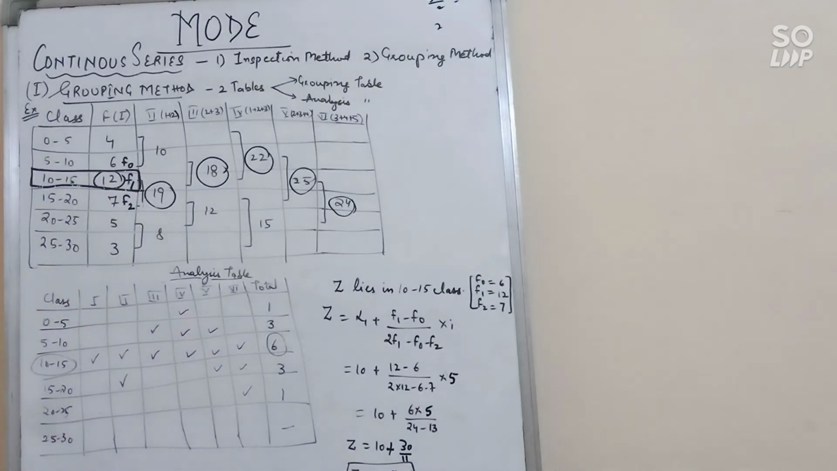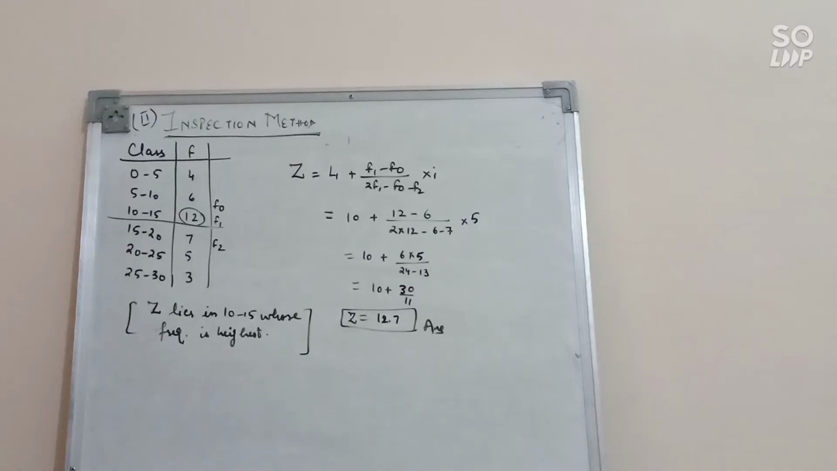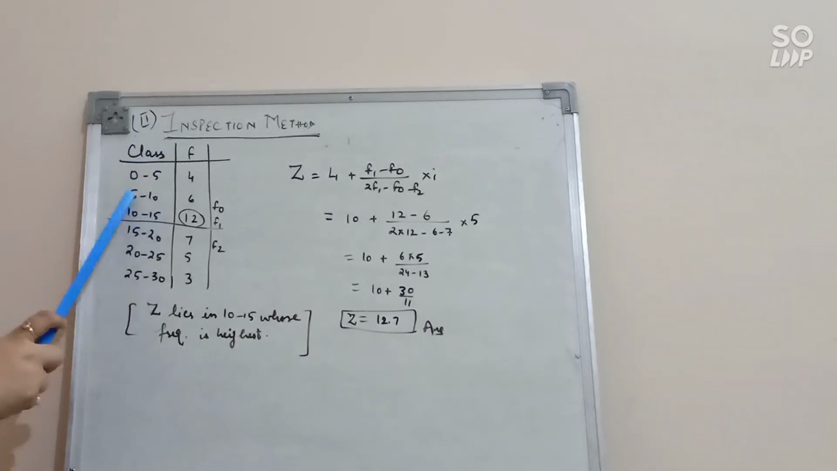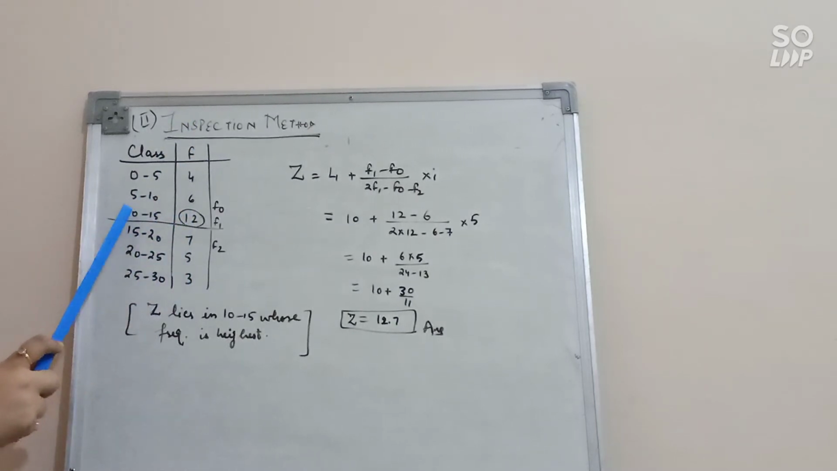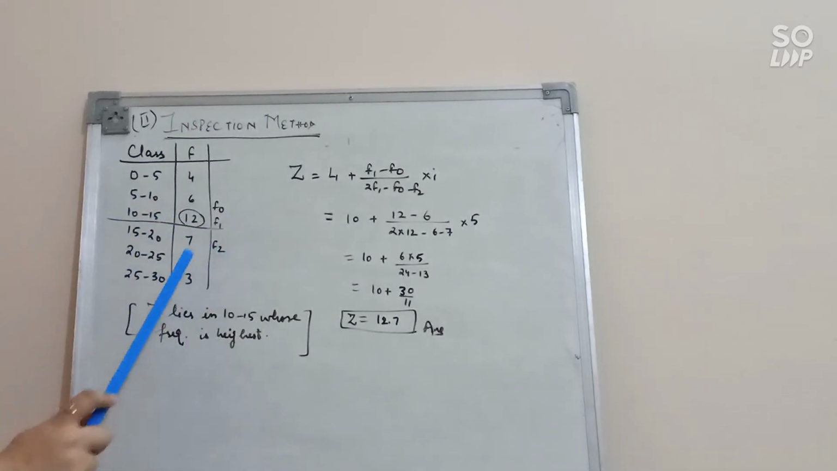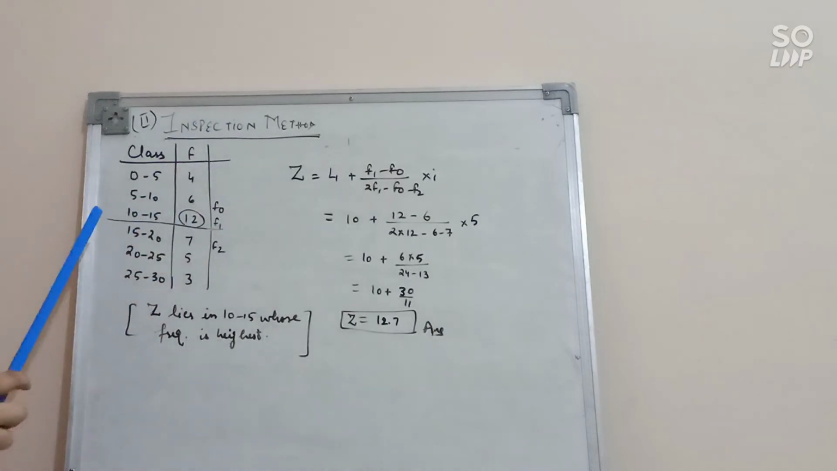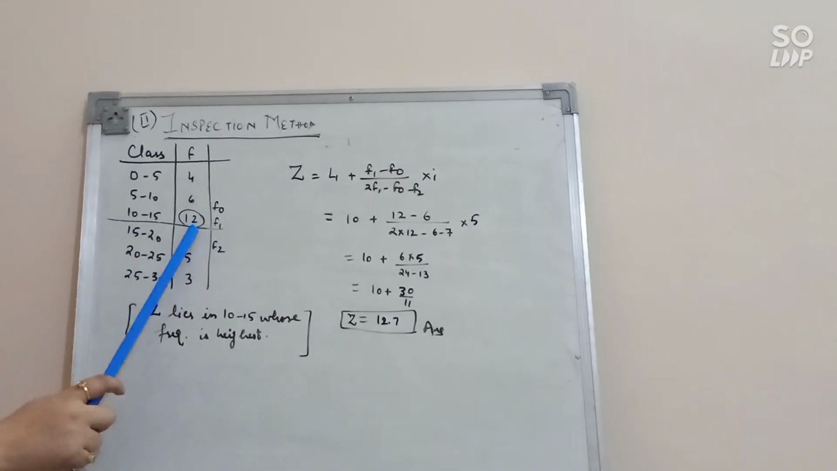So in this way you can find out mode in continuous series. Clear? The second method, that is inspection method, which is also known as observation method. Under continuous series, we will select the class whose frequency is highest. So you will check highest frequency, that is 12. So class selected is 10 to 15. So directly you can select the class under inspection method. Clear? But under grouping method, you need to make two columns to select the class, that is grouping table and analysis table. But under inspection method, you can directly select the class whose frequency is highest.